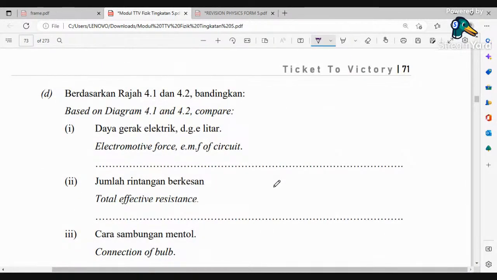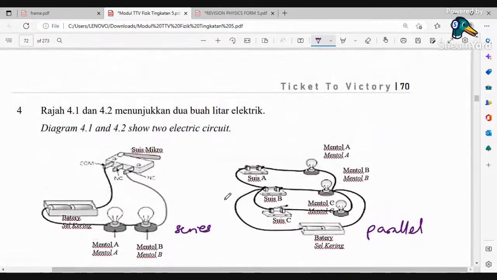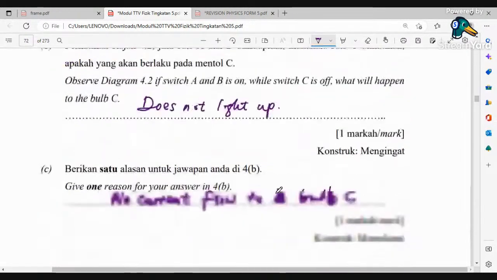Okay, based on your answer 4.1, 4.2, compare EMF of the circuit. EMF ialah total voltage supplied by battery. So you can see from here using 2 battery. So it means same EMF.